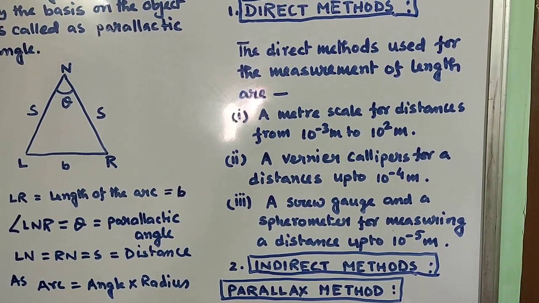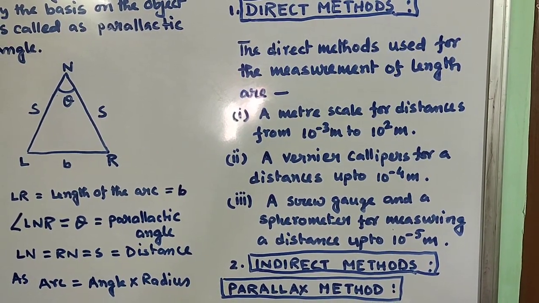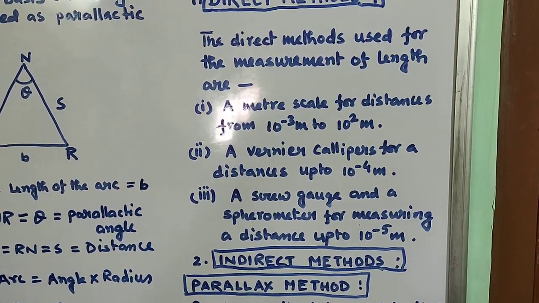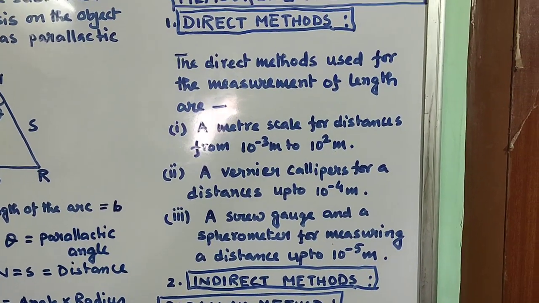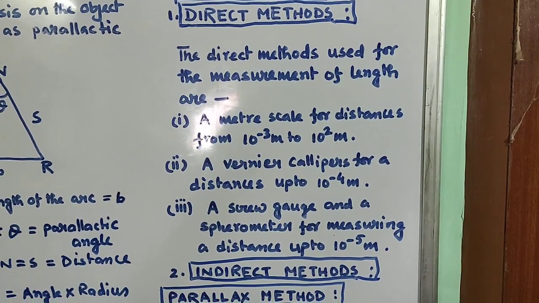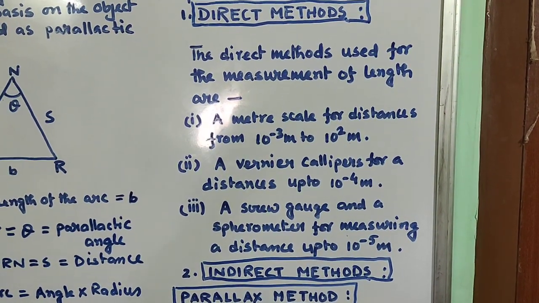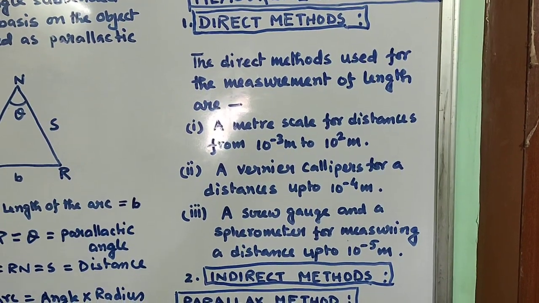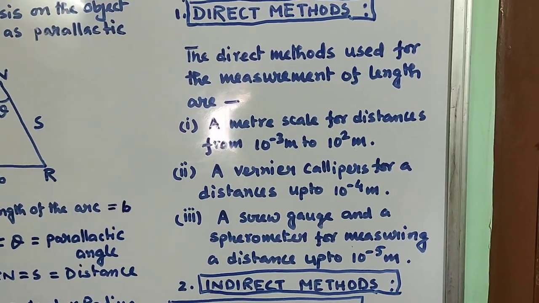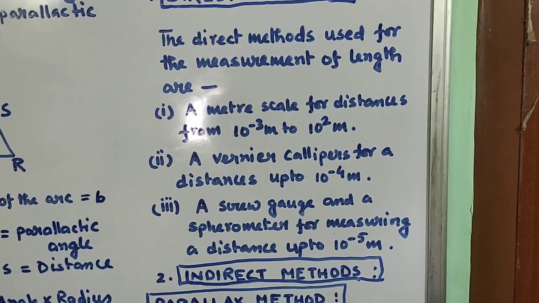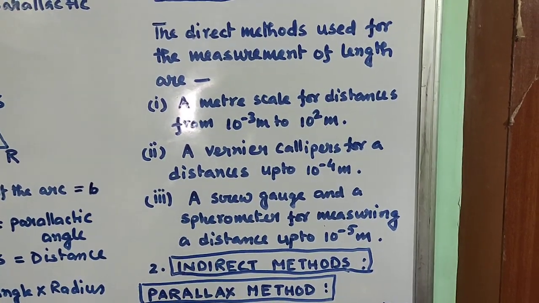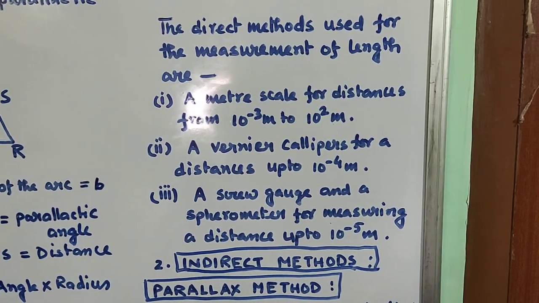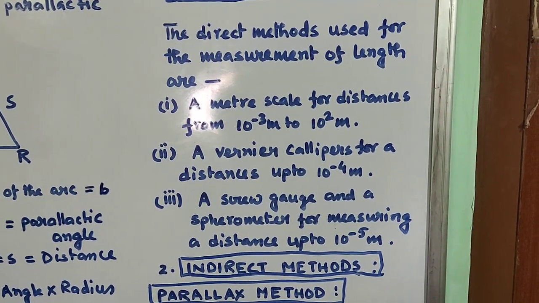Okay, a meter scale can be used for that. Now next is the vernier caliper. A vernier caliper is used for distances up to 10 to the power minus 4 meter. So you will learn more about the vernier caliper. In some cases, instead of a meter scale or centimeter scale, we use a vernier caliper. Basically the vernier caliper is more precise than the meter scale or centimeter scale.